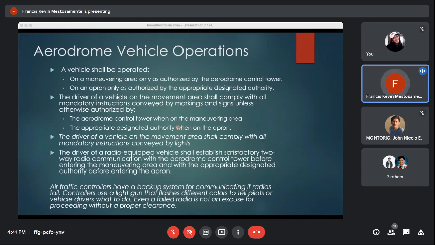They are also required to have a backup system for communication in case the radio fail. One example is using a light gun. So napag-aralan na natin yung light gun. So may mga meaning yan depending on the color of the lights and the interval of the lights. And it is required also for vehicles to carry one of those.